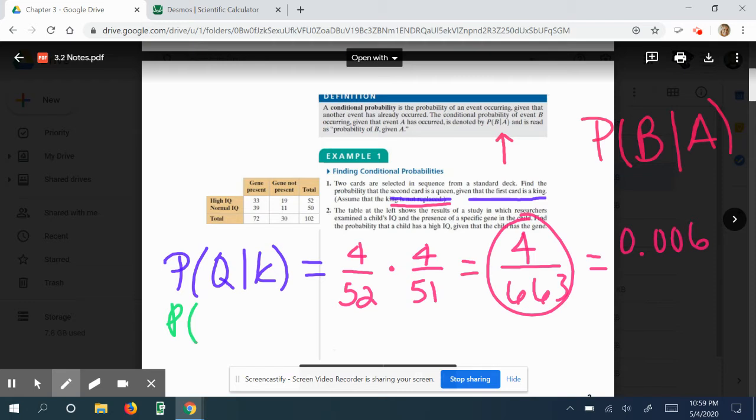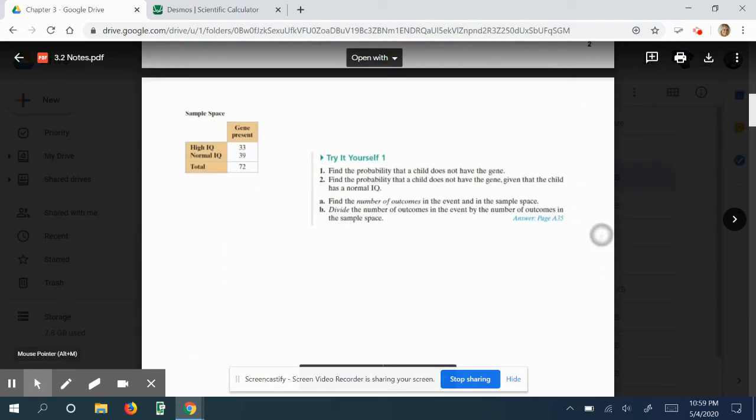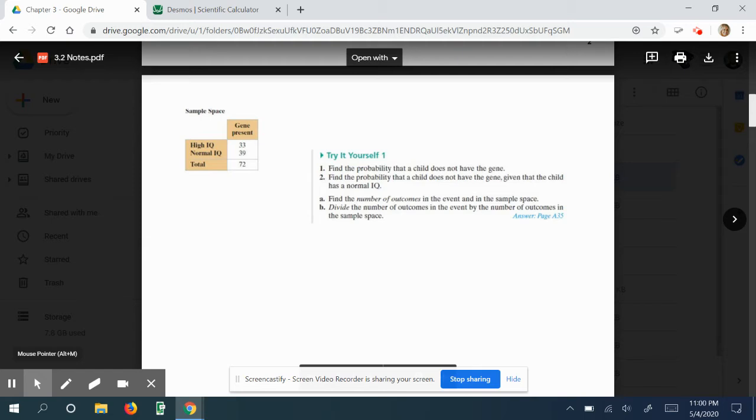Okay, so if we look, gene is present and a high IQ. That's a total of 33 out of the whole thing. So that would be high IQ given the gene, right? I'll spell it this way. So that would be 33 out of 102. That's another way we can look at this, okay? Is just by looking at the table. So it'd be 33 out of 102. Okay? I'd like you to try these ones on your own now.